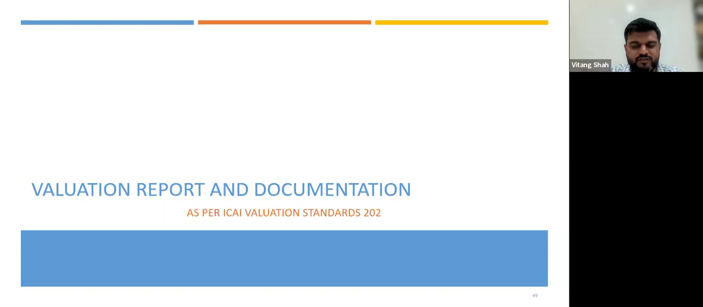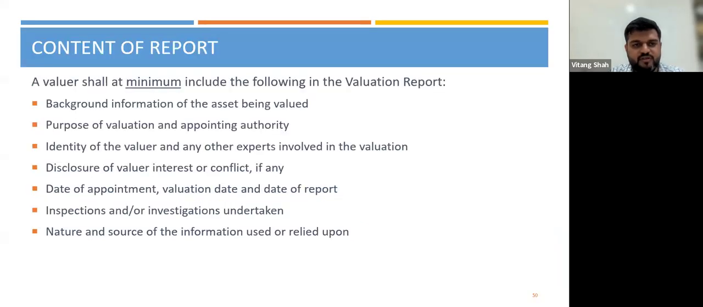So now, once you have arrived at the valuation, how do you report it? And what is the documentation work which a registered valuer needs to have? That is what I'm going to now cover. In the valuation report, the following is the minimum which should come out: the background information about the company or the asset being valued. Who is the appointing authority, whether it is the investor or the company itself which is appointing you, and why have they appointed you, what is the purpose of the valuation. The identity of the valuer needs to be put down, and they should give a disclosure that the valuer does not have any conflict of interest in the company being evaluated.